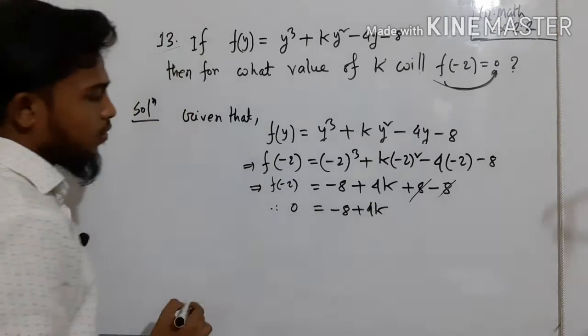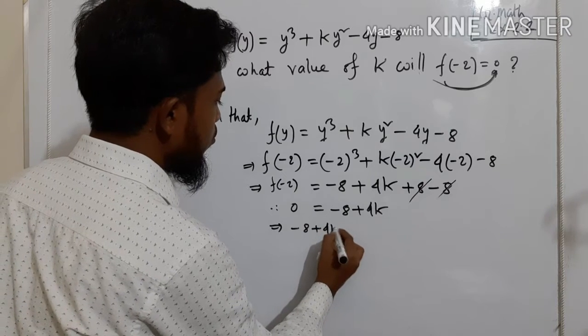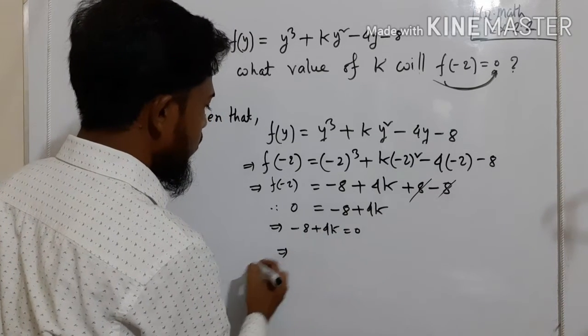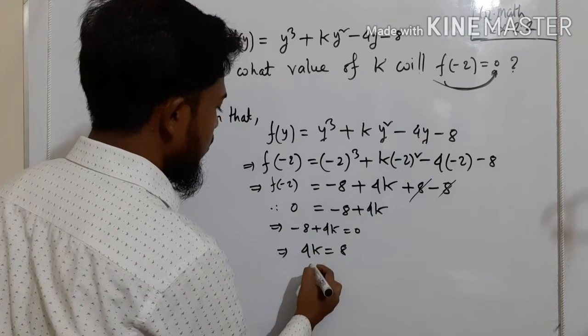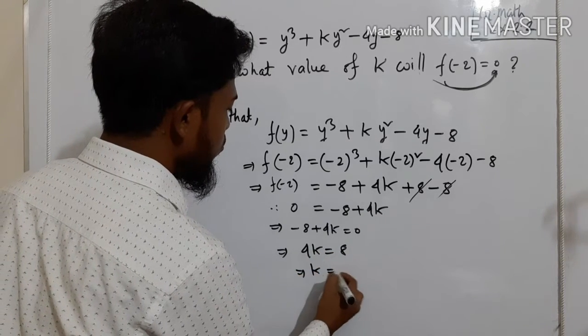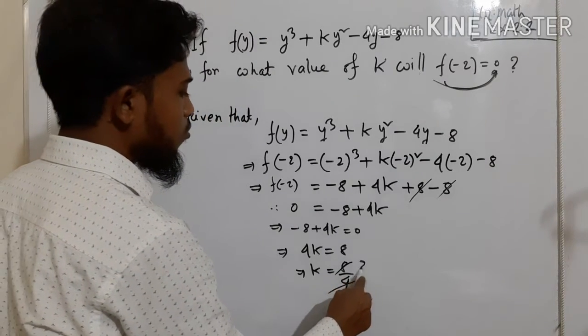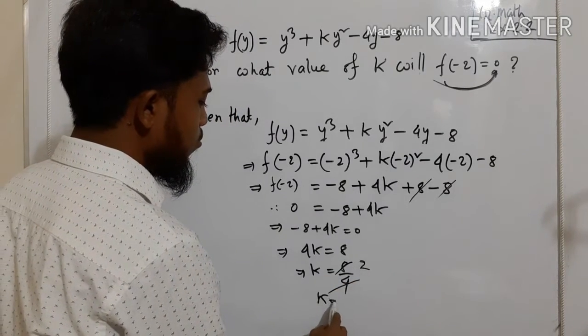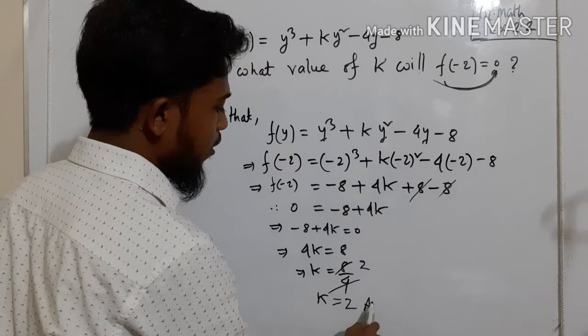So minus 8 plus 4k equal to 0. This implies 4k equal to 8, k equal to 8 divided by 4, that is 2. So k equal to 2. This is our answer.